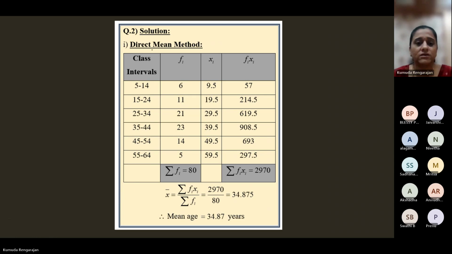See here. Can you see direct method? Class intervals as given in the question we have written, and frequencies as given in the question. When the class intervals are given, don't call that the xi column. The class marks will be called the xi column. This is the class interval column. This one is given in the question. This column is given in the question. This one is also given in the question. So we write that, and then we generate these two columns, the xi column and the fi xi column.